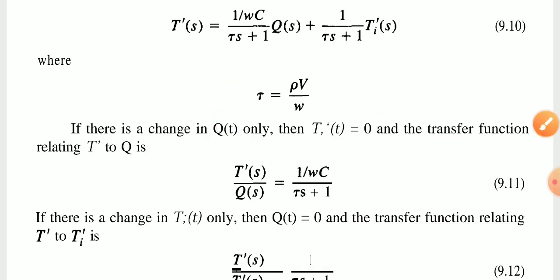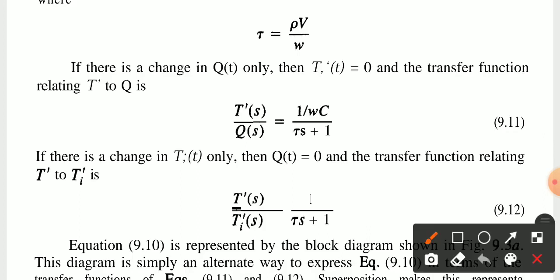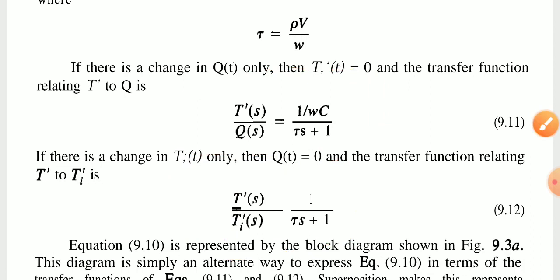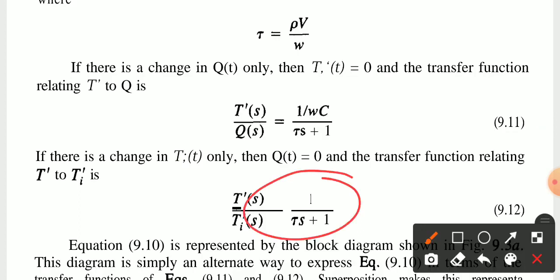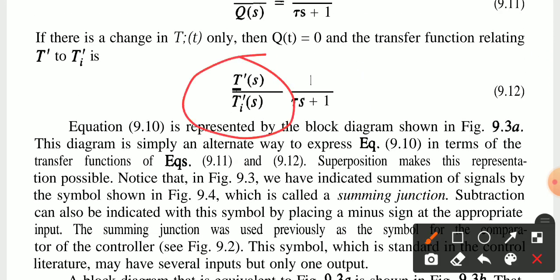There is simply a change, Q of t only, the t in bracket. The transfer function relating T dash to Q dash is T dash of s by Q dash of s is equal to 1 by Wc (tau s plus 1). When you solve this equation in this way, then on this basis you get this equation. So T dash of s by Ti dash of s is equal to 1 upon (tau s plus 1). This is a first order system Laplace transform, which here comes as X of s upon U of s.